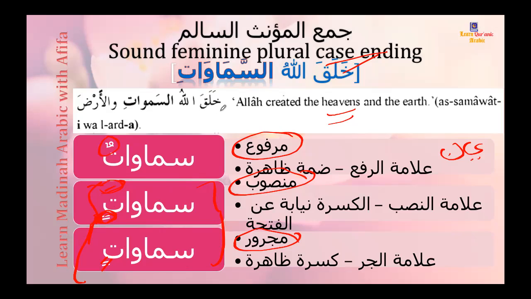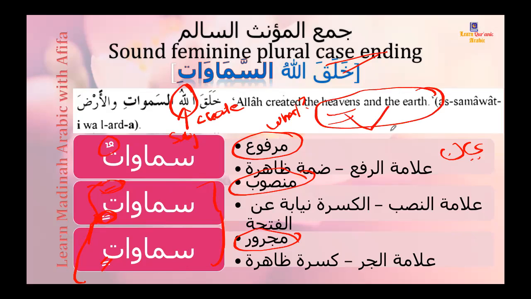So if you look here, khalaqa means create, it's a verb. So Allah is the subject of this verb. That's why it's in marfu case, khalaqallahu. So Allah created what? Answer this question, what? It will give you the object. So Allah created the heavens and the earth. So these are both objects.